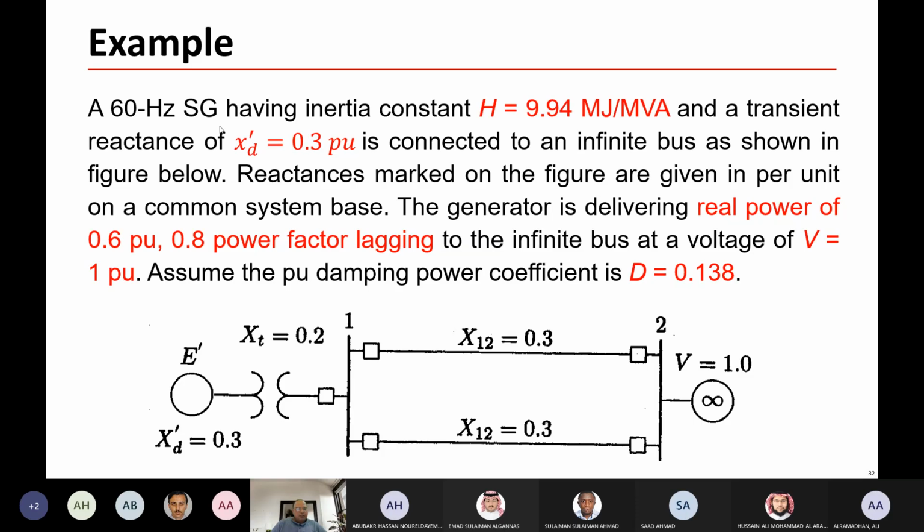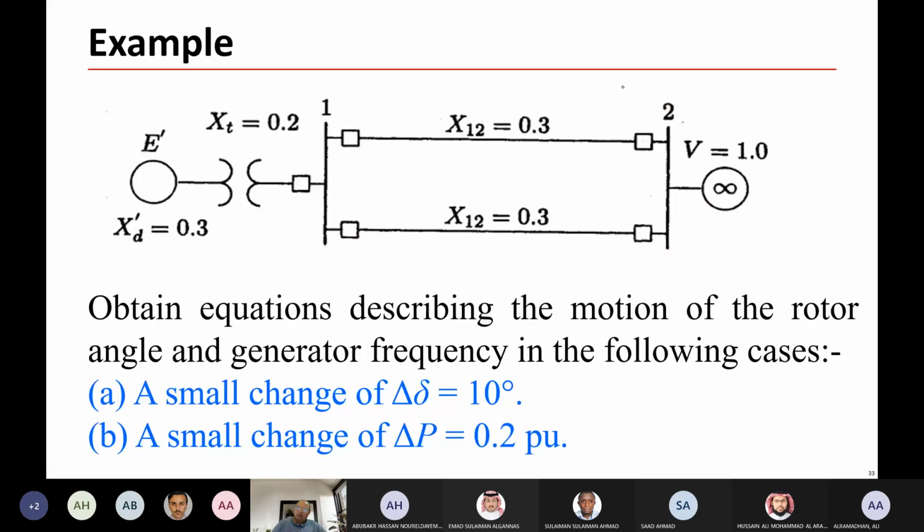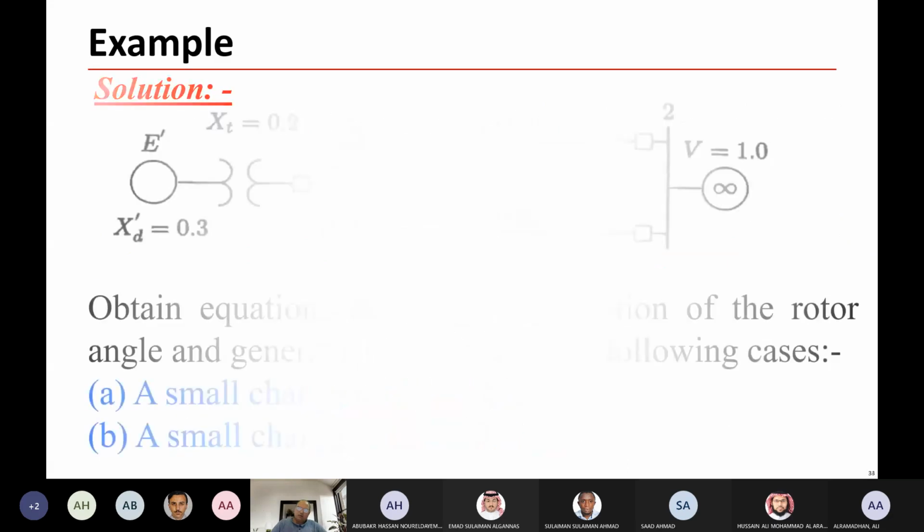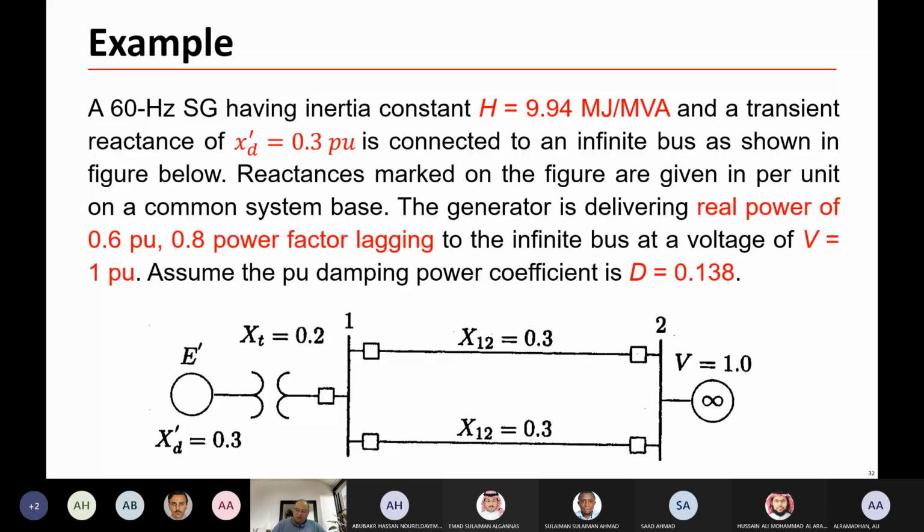A 60 Hertz synchronous generator having inertia constant H equal to 9.94 megajoule per megavolt ampere, in seconds, and transient reactance Xd prime, is connected to an infinite bus, as shown in the figure below. Reactances marked on the figure are given in per unit on a common system base, and we don't need to change the per unit quantities.